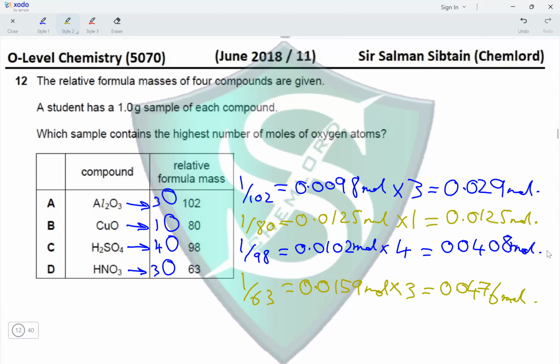So now we need to find out which sample contains the highest number of moles. The final moles calculated are 0.029, 0.0125, 0.0408, and 0.0476, making 0.0476 the highest value out of these four calculated values. Therefore, option D is the correct option for this question.